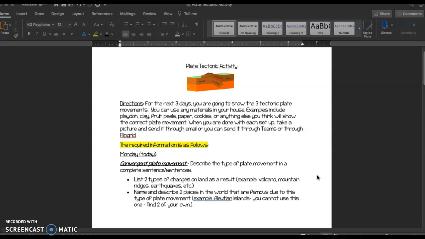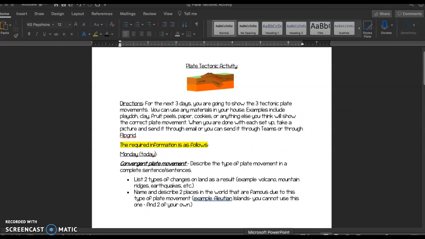So for today, you are going to be working on your convergent plate movement. So you have to tell me what kind of plate boundary it is, what kind of movement is coming together to make this plate boundary. List two changes on land as a result of it. So basically, is it going to form a volcano? Is it going to form a mountain, earthquake? You are going to name and describe two places in the world that are famous due to this plate boundary movement. Any one of these answers can be found if you just Google them or use the information that you were given last week.